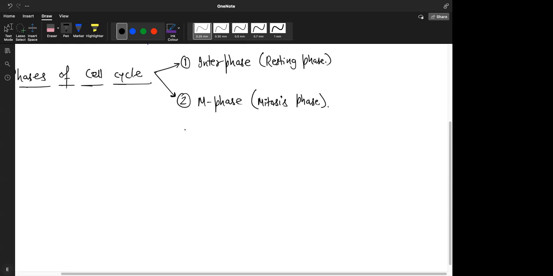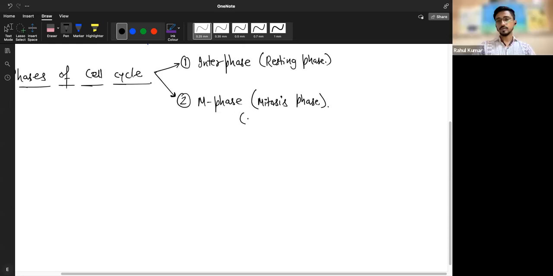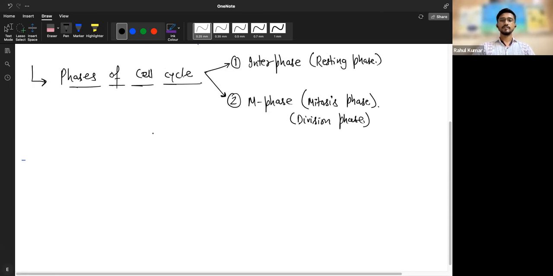Yes, sir. This M phase is also known as the division phase. So broadly, a cell cycle can be divided into a resting phase and a division phase.